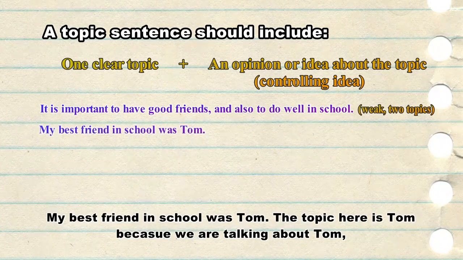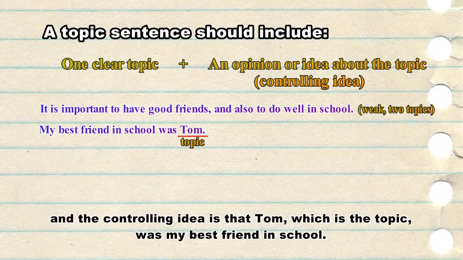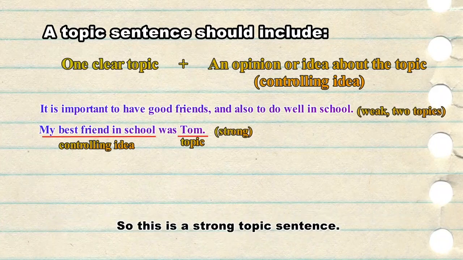My best friend in school was Tom. Now, the topic here is Tom because we are talking about Tom. And the controlling idea is that Tom, which is the topic, was my best friend in school. So this is a strong topic sentence. Let's look at another example.